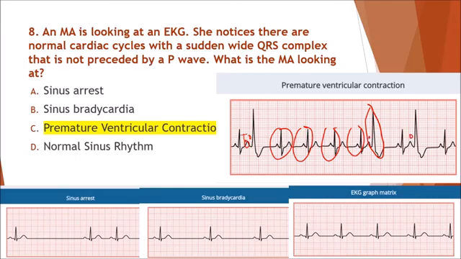A sinus arrest is when the heart stops, but in this case it just skips a beat. Sinus bradycardia is when the heart rate is slow. Remember that the heart rate should be 60 to 100 beats per minute. So anything below 60 would be sinus brady. And then normal sinus rhythm would be a heart rate that is between 60 and 100, as we just talked about.